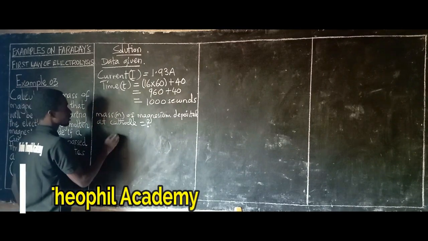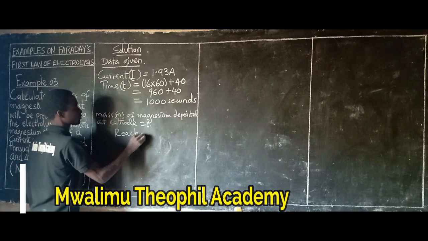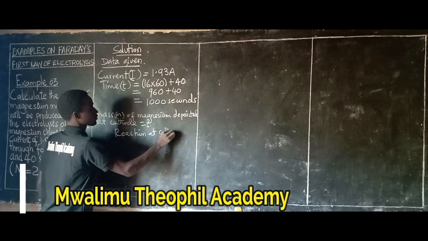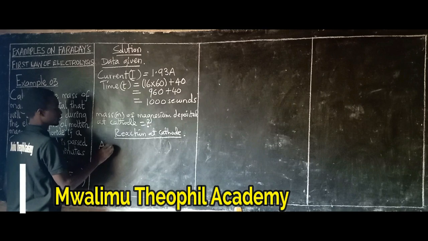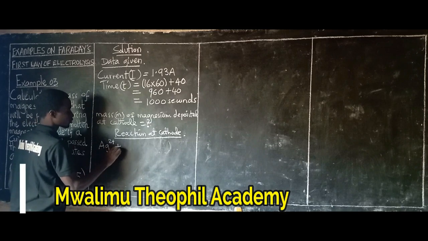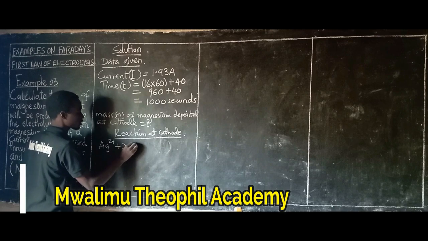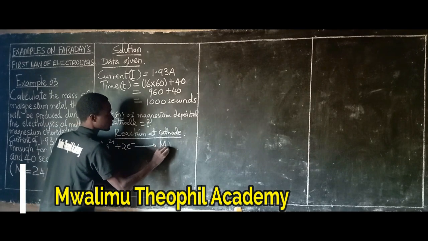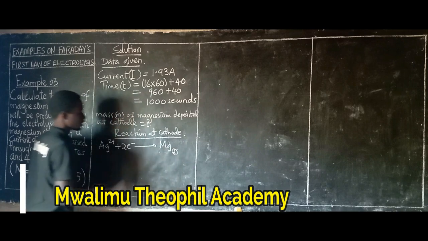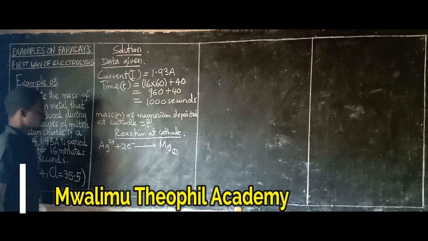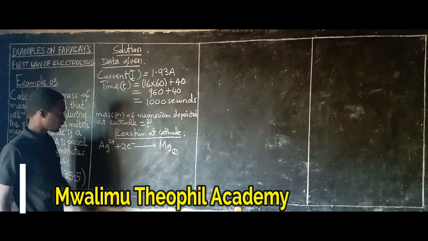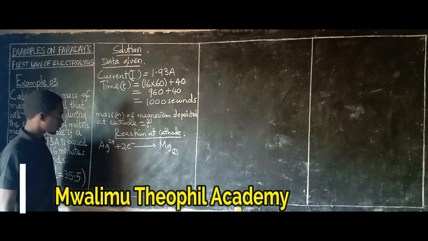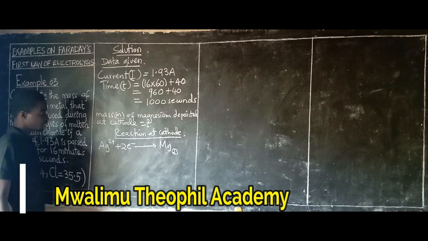Now, there is this reaction at cathode. Reaction at cathode will be the magnesium ion. Magnesium ion is going to be reduced by gaining 2 electrons and becomes magnesium metal. As you see here, it becomes magnesium metal. So from this balanced chemical equation, we can use the idea of mole concept and stoichiometry so as to know the mass of magnesium which will be deposited.